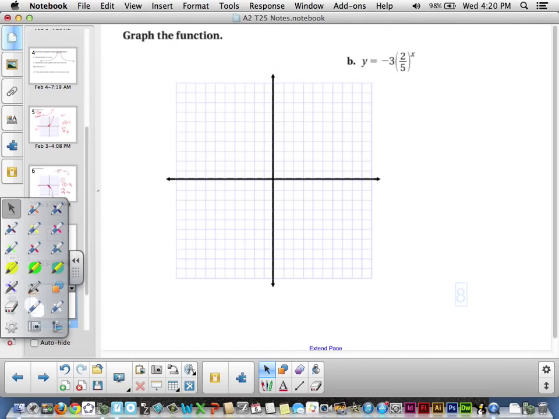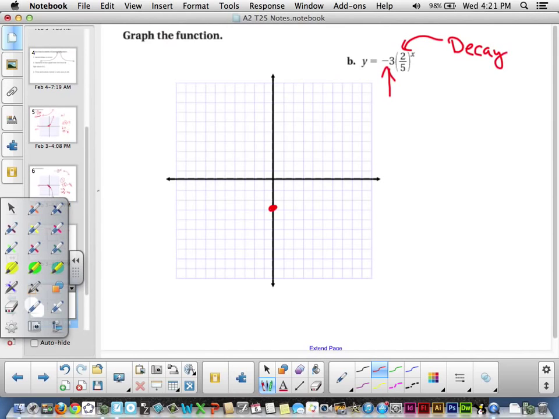Pause the video and try this one on your own. All right, we can see we have a starting value of negative. So it starts at -3. So whatever we see as a growth or decay is going to be reflected down. It's going to be upside down. It is decay because our ratio is less than 1.